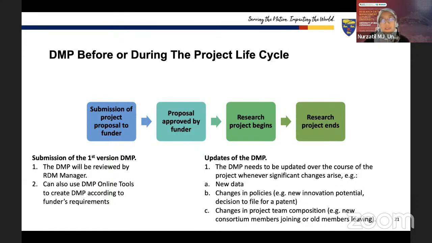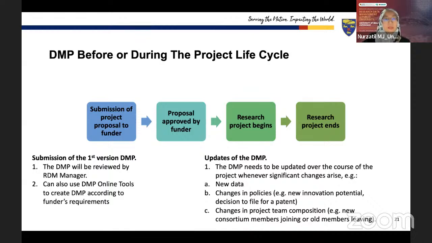In some other countries, in the UK and Europe in particular, they provide DMP online tools to create a DMP according to the funder's requirements. Practically, as a researcher, you just need to use drop-down menus. It's very simple. They have a default setting for the DMP, so it's not something that we have to write from scratch. Once you prepare all these things, the DMP will be reviewed by the RDM manager, which could be a data steward, for example. And then once you get the first version, you can use that to submit to the grant funder.